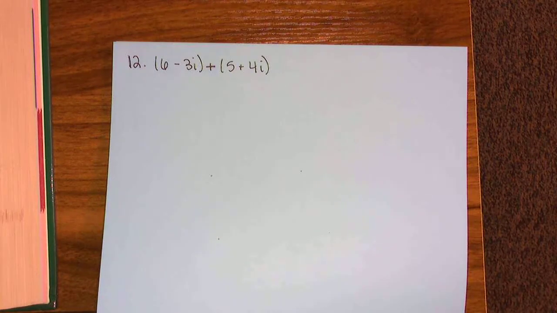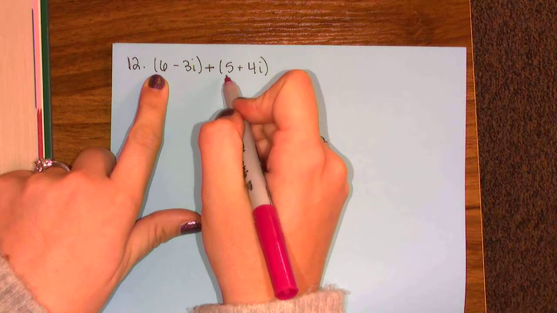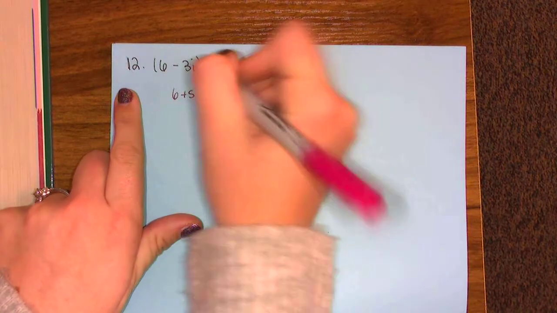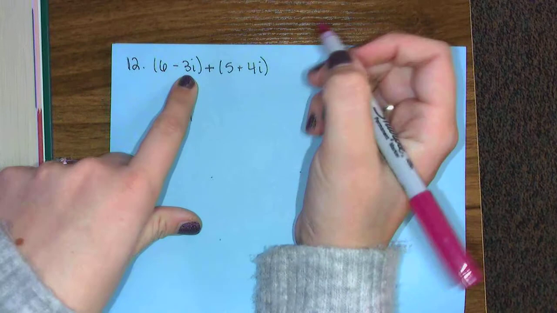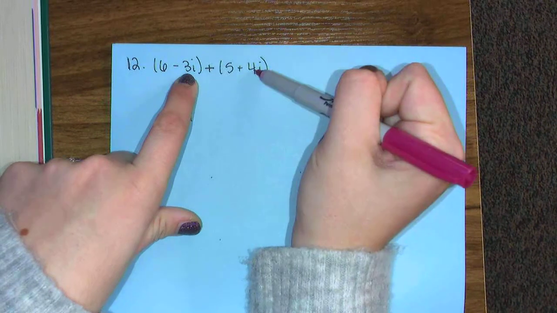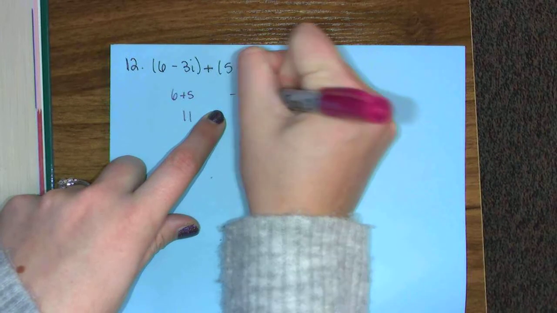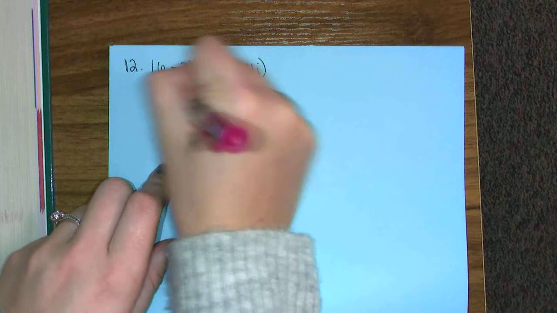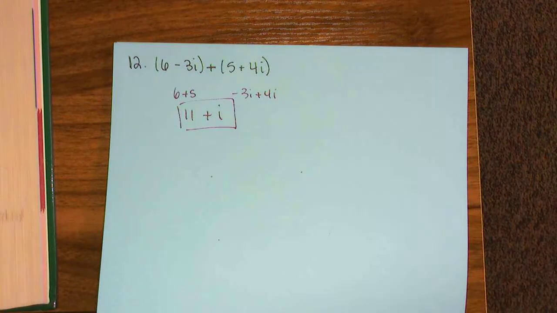Okay, so I add like terms. Well, what are like terms? Negative 3i plus 4i is just 1i, so this is just plus i. So 11 plus i is the answer.